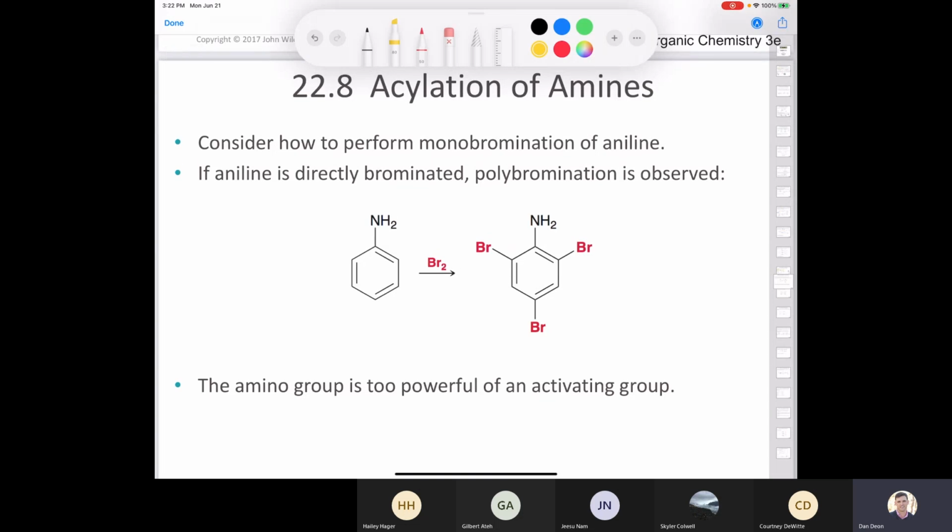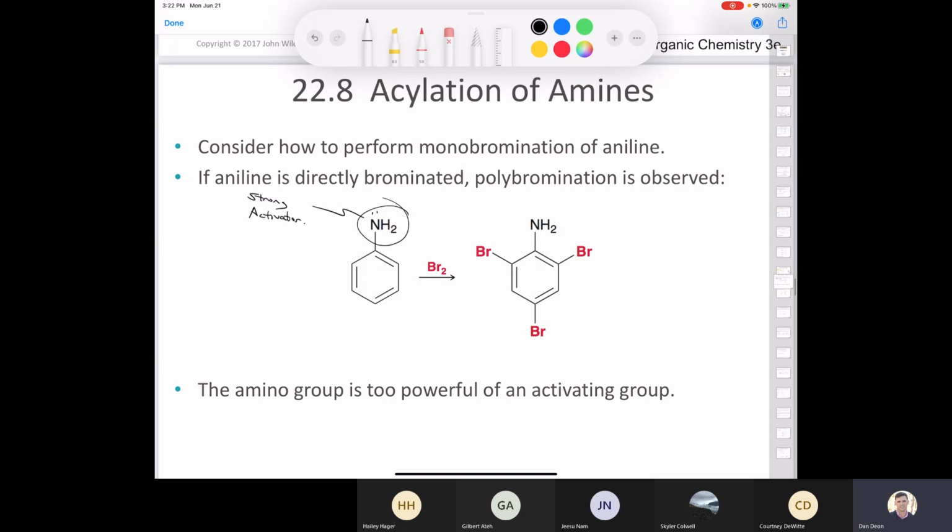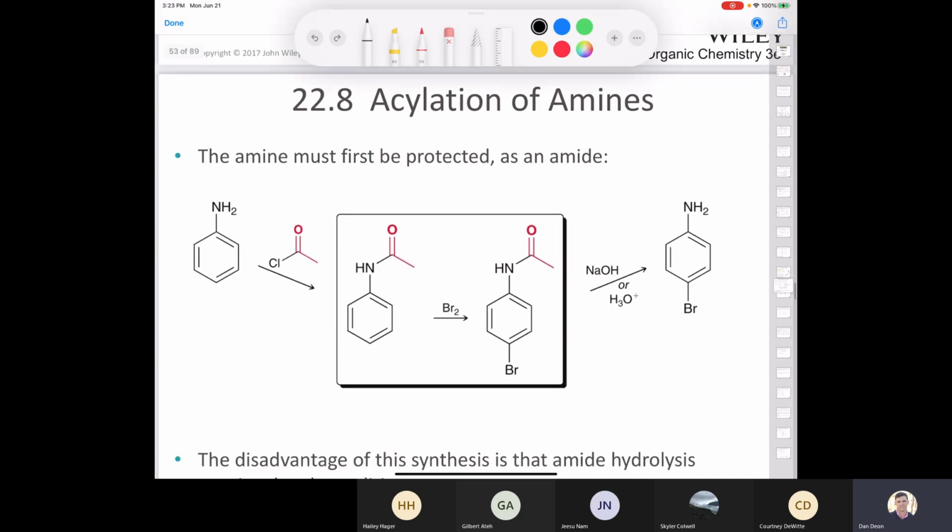We said if you take aniline, and if you want to do a bromination on aniline, you cannot do a monobromination just by taking it and treating it with bromine, because this is such a strong activating group. So strong activator. And what that does is it results in polybromination. Again, it's because the amine is such a powerful activating group. So what we're going to see is that we can convert this to an acylamine, and then that's going to mitigate or lessen the activating power of the group. Let me show you what I mean.